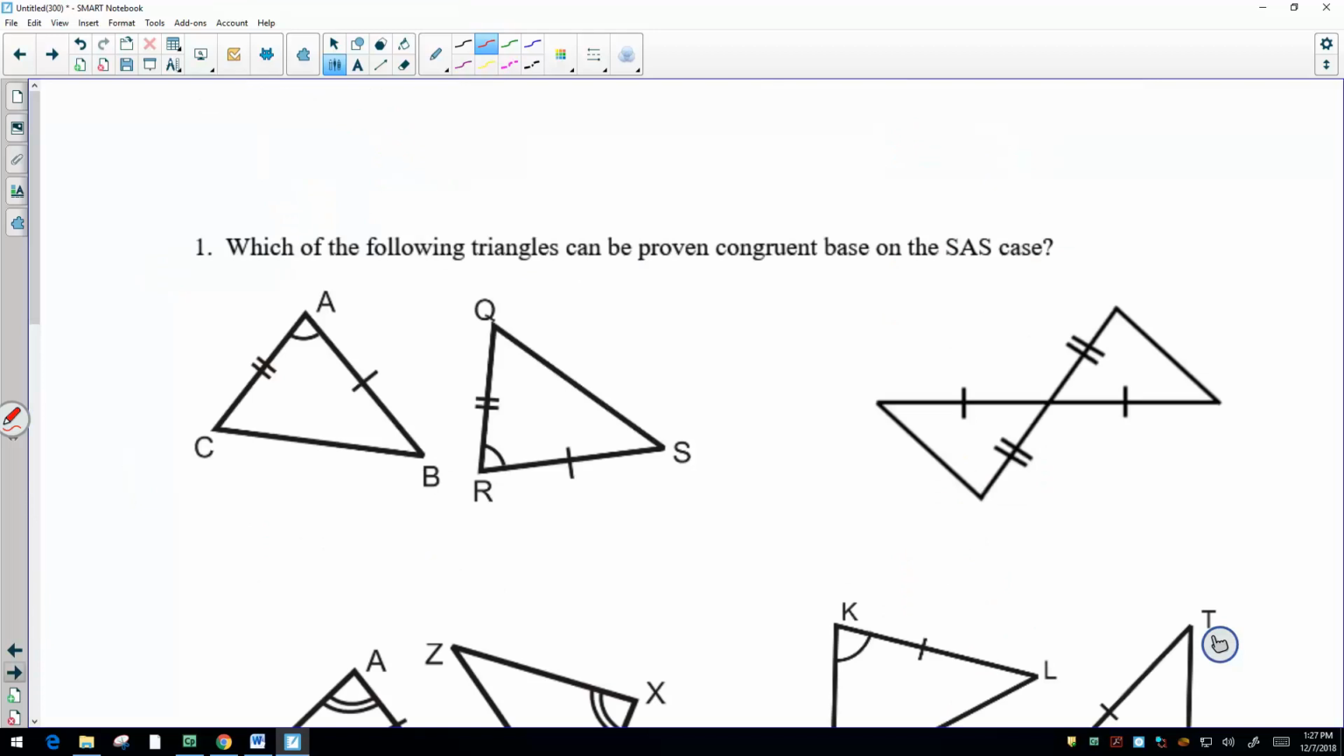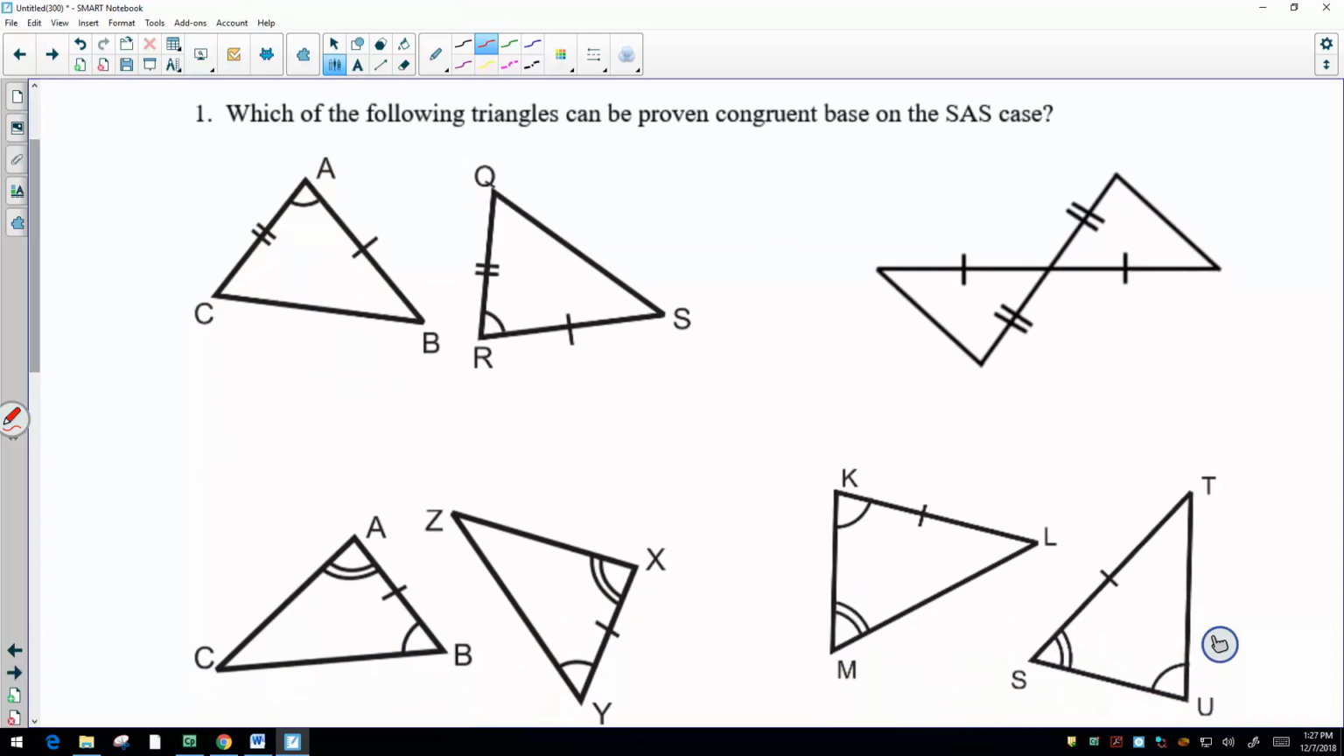So if I look at question number 1 on this page, it says, which of the following triangles can be proven congruent based on the side angle side case? Now, all of these triangles can be proven congruent. It's just we're going to try and see which one is side angle side. So if we're looking at the first one, again, if I'm thinking side angle side, just like the way it's written, that angle has to touch both of those congruent sides. So in this case, I see a side, I see another side, and then again, I see that included angle in between them. So I can say yes, these triangles are congruent by side angle side.